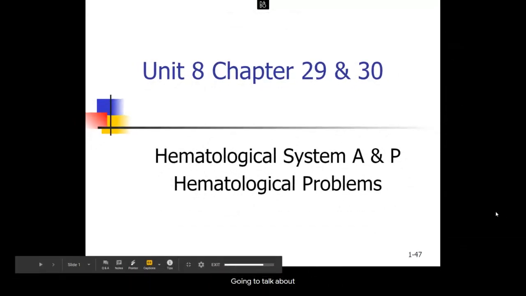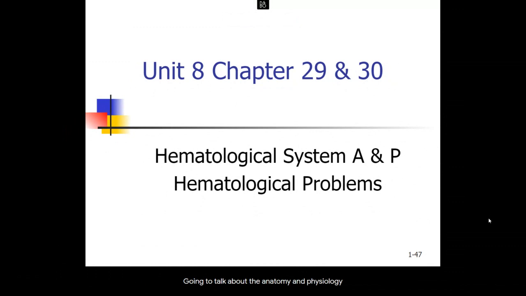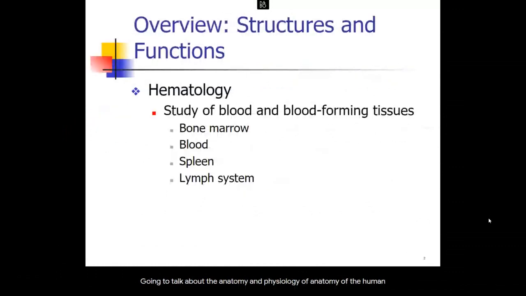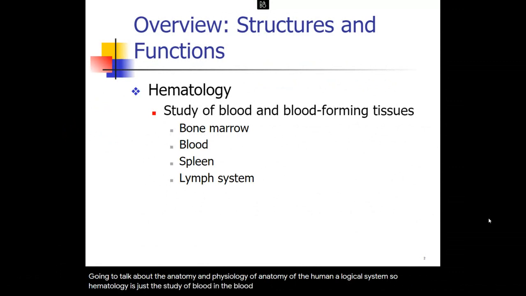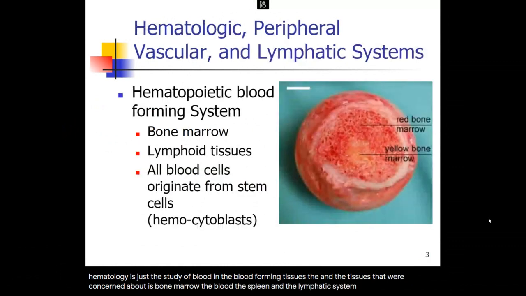Okay, we're going to talk about the anatomy and physiology of the hematological system. So hematology is just the study of blood and the blood-forming tissues. And the tissues that we're concerned about are the bone marrow, the blood, the spleen, and the lymphatic system. So the blood is formed in the bone marrow.